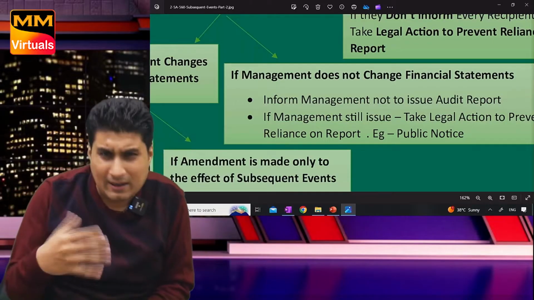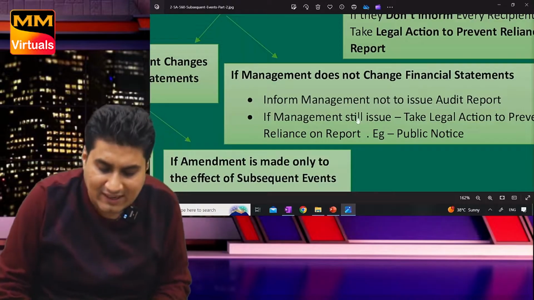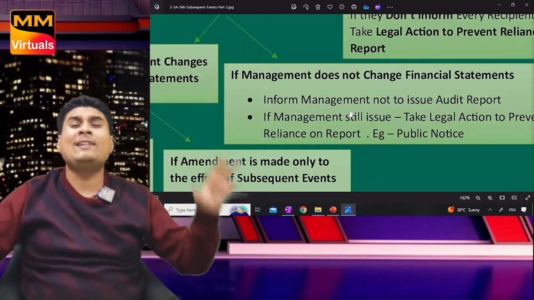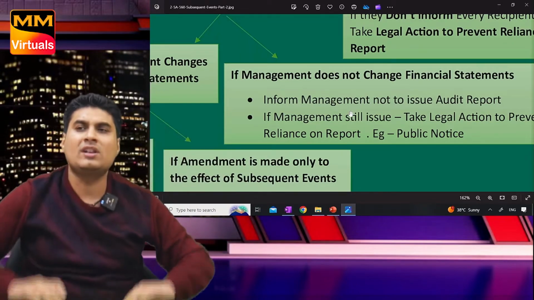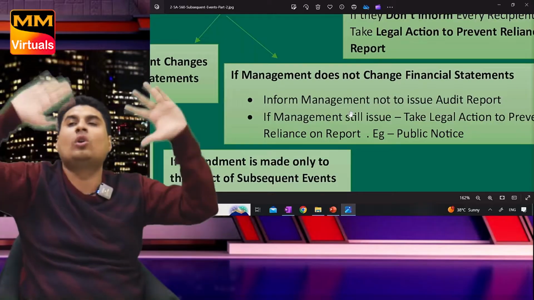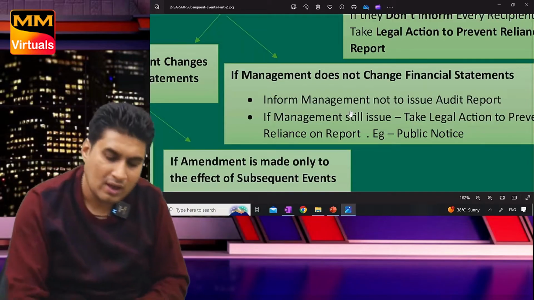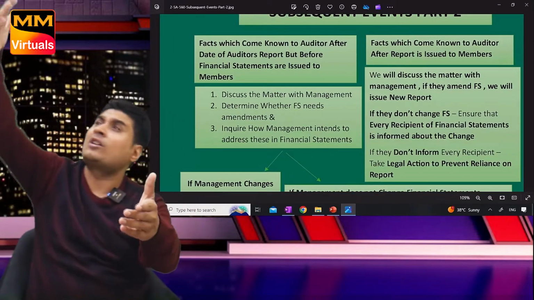Number one, the audit report is signed by us, but it's not issued to members. We will tell management: don't issue. If they still issue, take legal action to prevent reliance on the report. You can give a public notice: don't rely on this report, there could be changes. No need to write more. Understood?